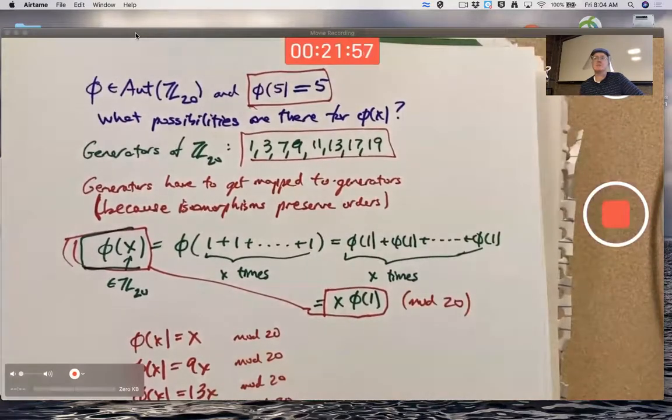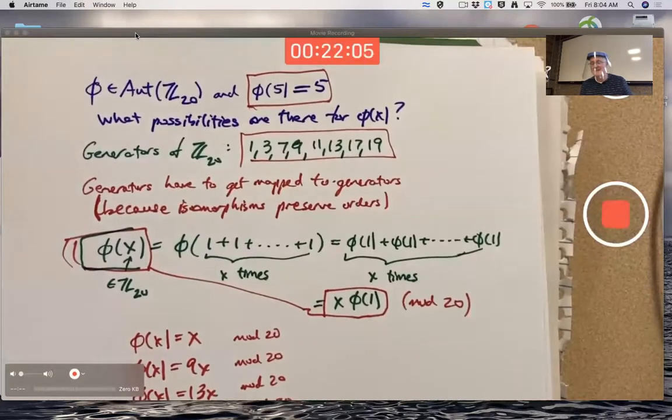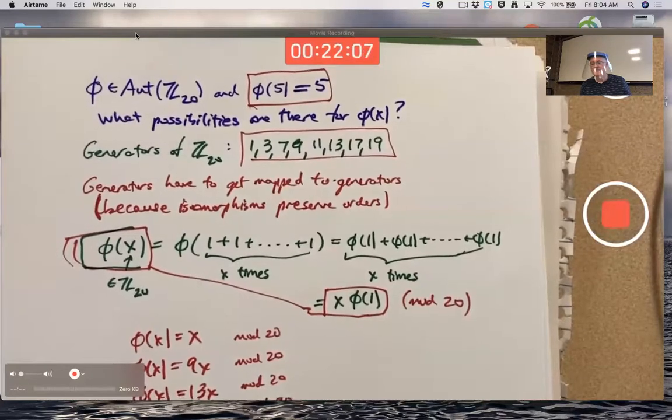Such operation preserving functions that are not 1-to-1 and or not onto still can be important for us. In fact, we'll see in chapter 9 that they're important. Actually, it's chapter 10. They're called homomorphisms instead of isomorphisms if they're just operation preserving.